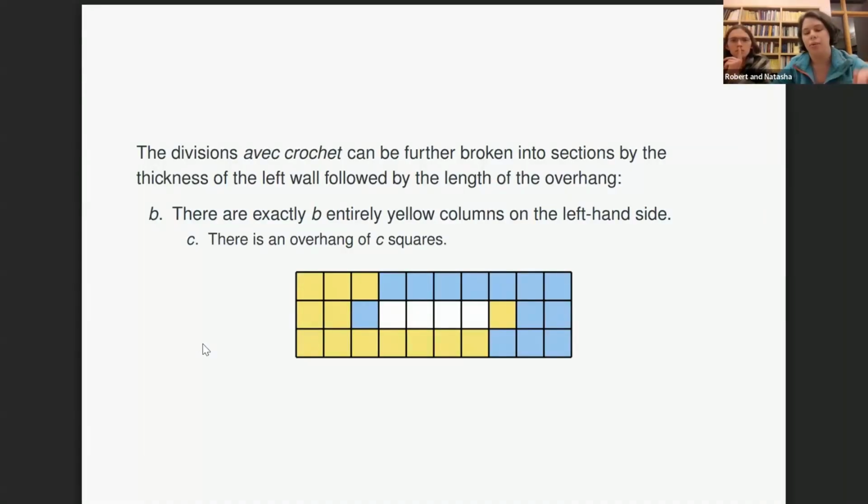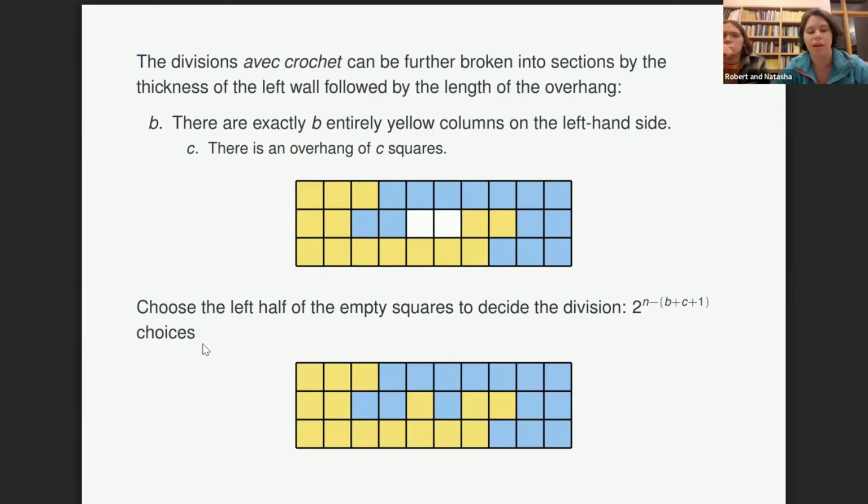And then we want to make sure that our pieces are connected, so we can't have that blue square all by itself, so we'll add those in. And now, like with the sans crochet case, we need to fill in half of the remaining white squares. We have 2 to the n minus b plus c plus 1 ways of doing that. In that case, that's just 2. Here's one of them.